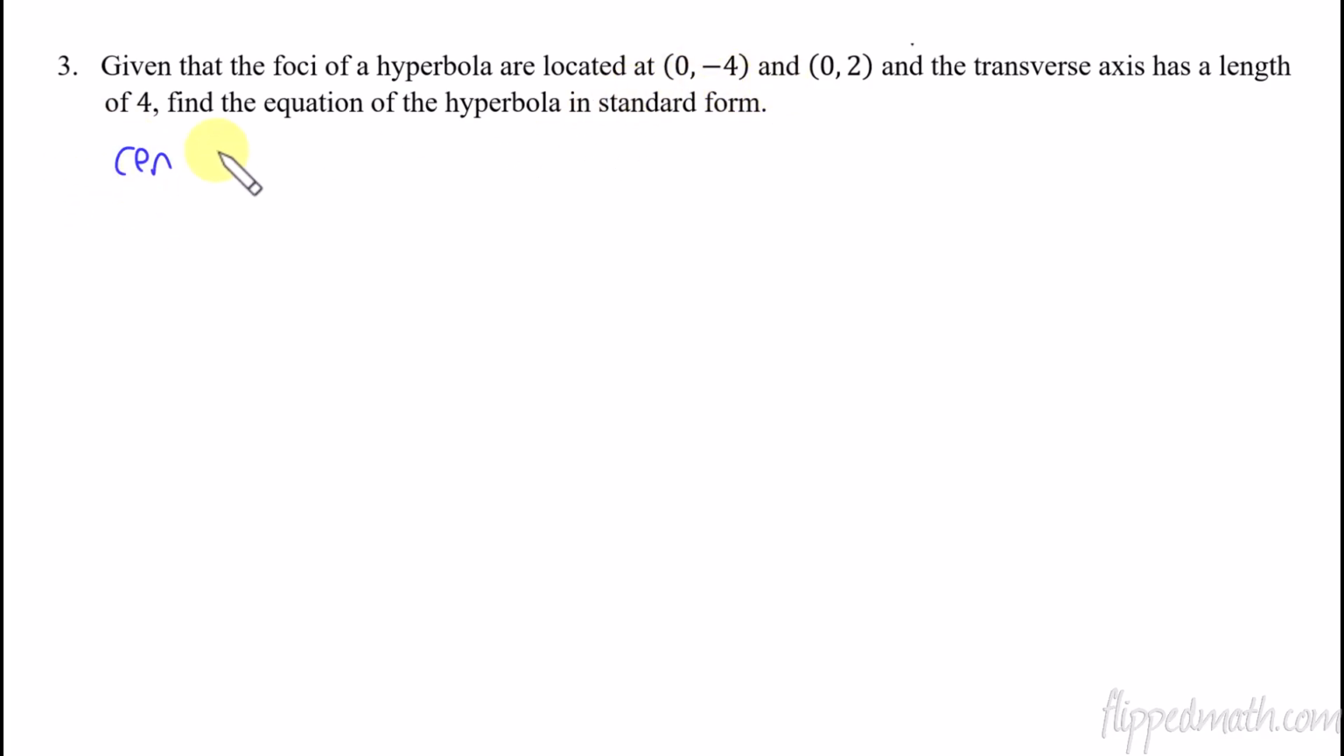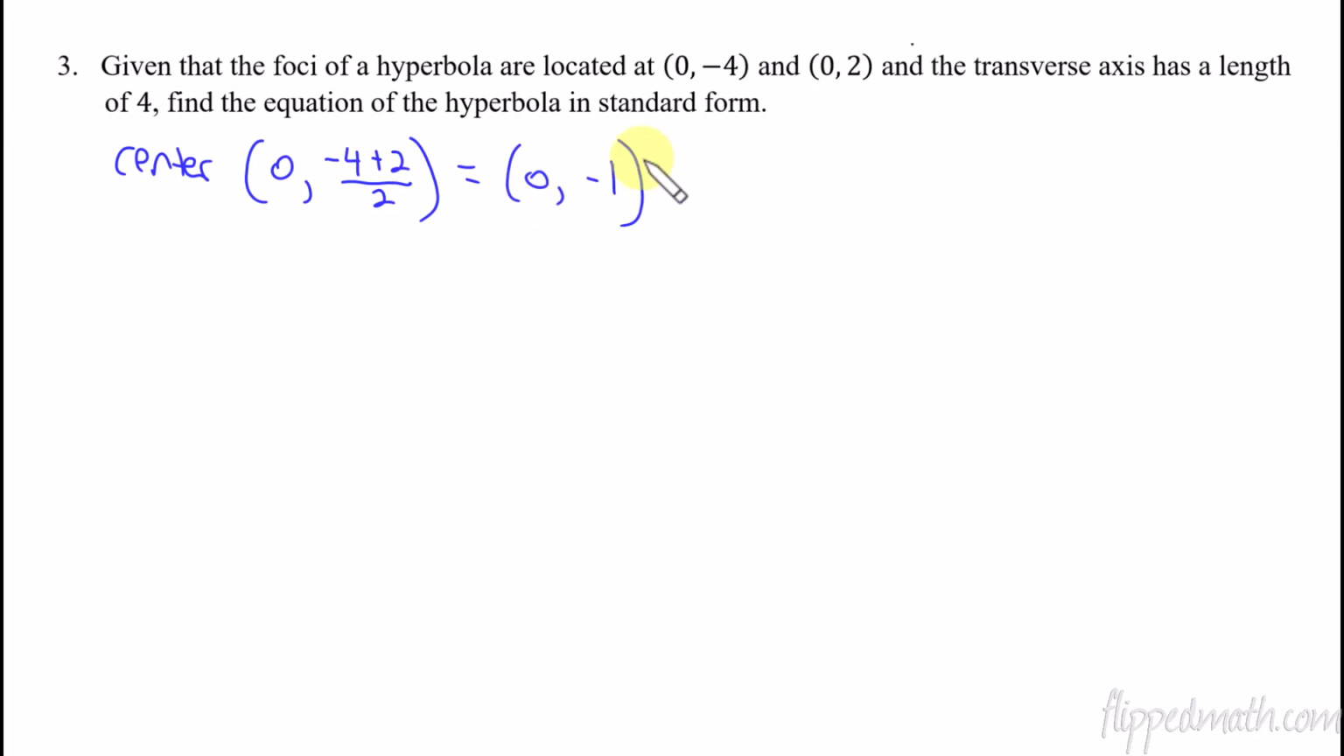So the center has to be at the average of where the foci are, right? So, 0, 0 is going to be the same, 0. And then we're halfway between -4 and 2. If you can't just think through it, you can always do a quick little arithmetic here by taking the average, and that makes it really easy. So the center is at 0, and the average of the y values is -2 divided by 2, which is just -1. So that's right in the middle for the center.